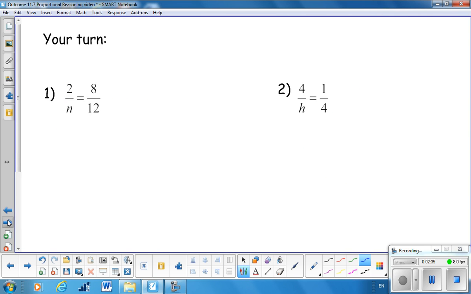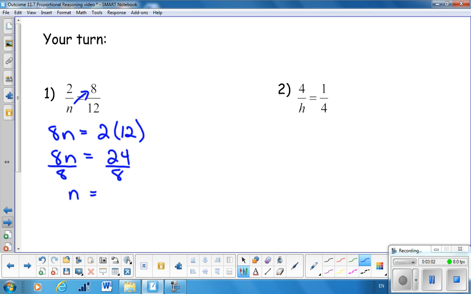Let's try two more. 2/n is equal to 8/12. So what could n be? Multiplying across that equal sign, we end up with 8 times n equals 2 times 12. So 8n is 2 times 12, which is 24. We don't want to have 8n, we just want n, so divide both sides by 8, and we end up with n being equal to 3. So the equivalent ratio here would be 2/3 equals 8/12. All we're looking for is that value for n.